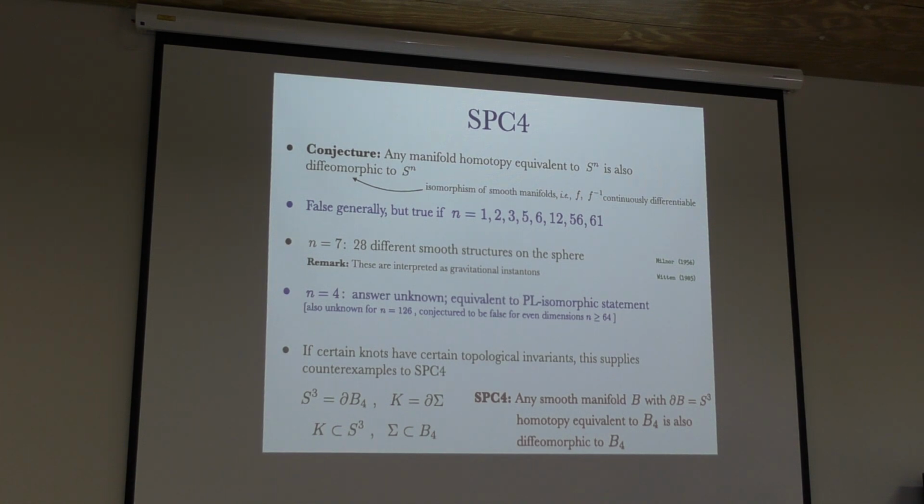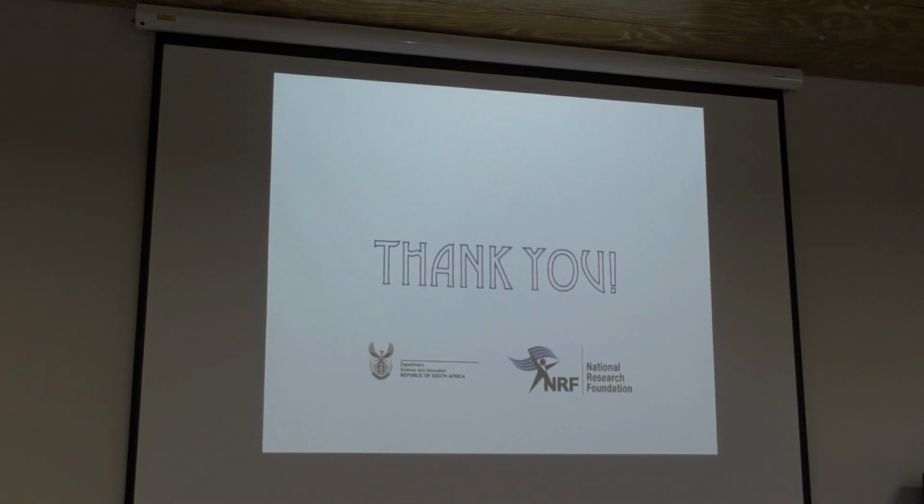The reason this is connected to knot theory is that, for the smooth Poincare conjecture, if you can find certain knots with certain properties, then you can find counterexamples. So these are things that we're looking at, trying to use neural network approaches to identify candidate counterexamples.